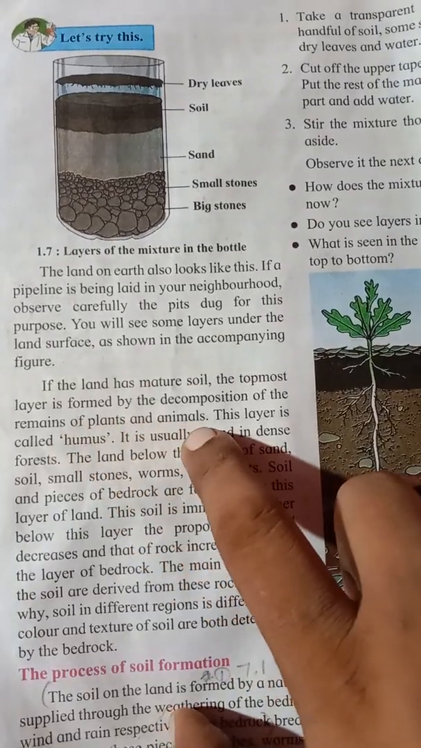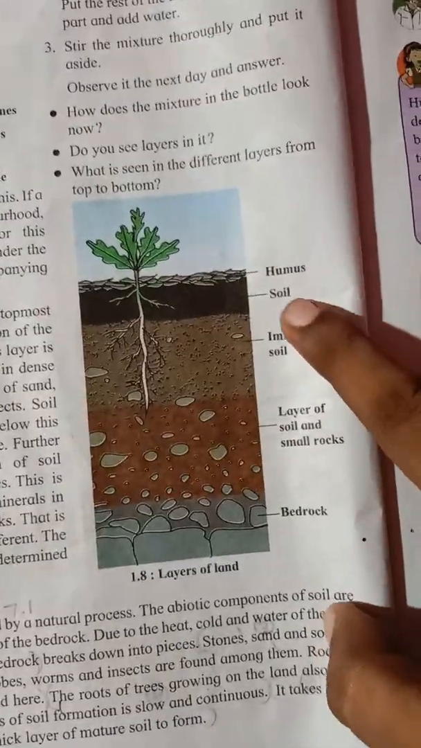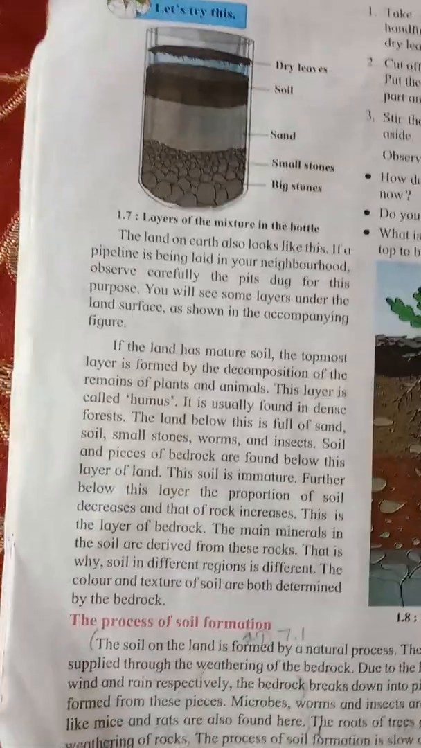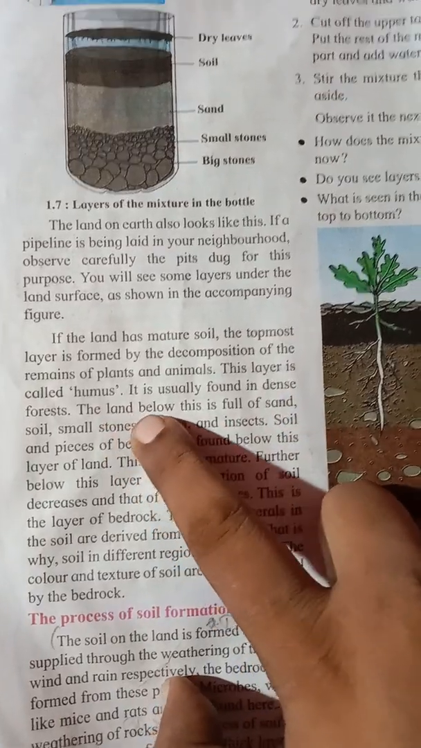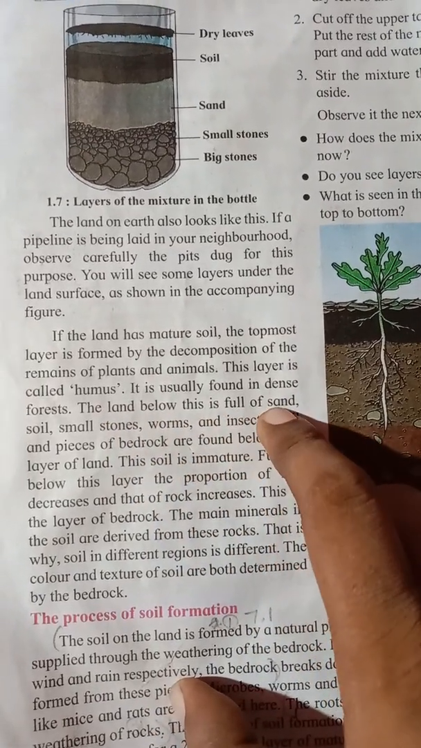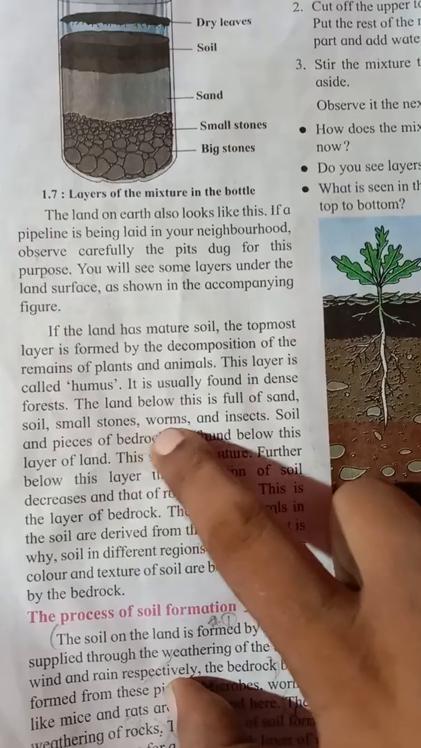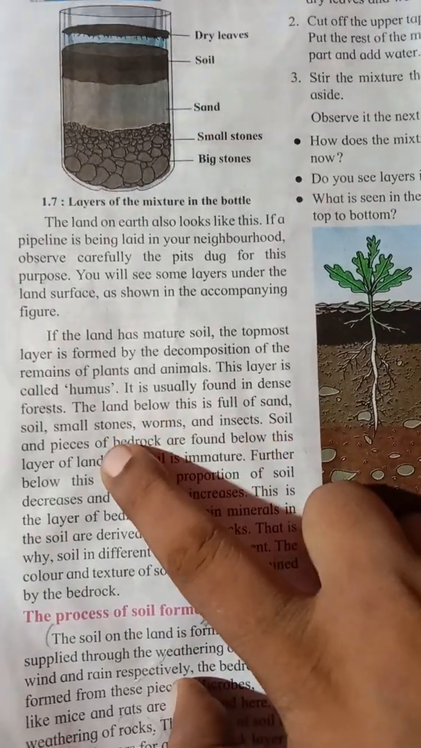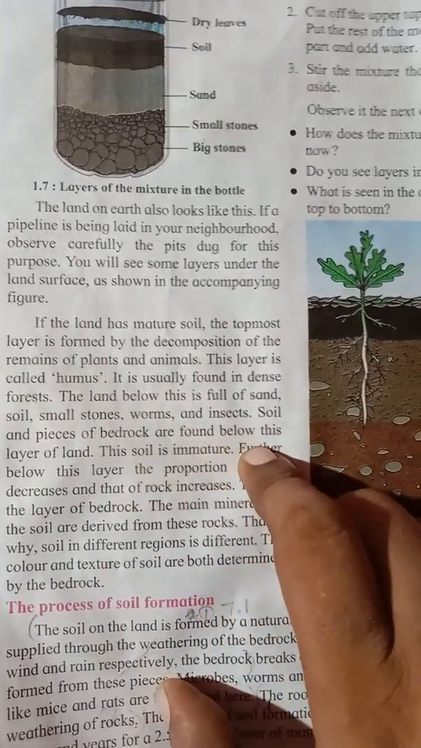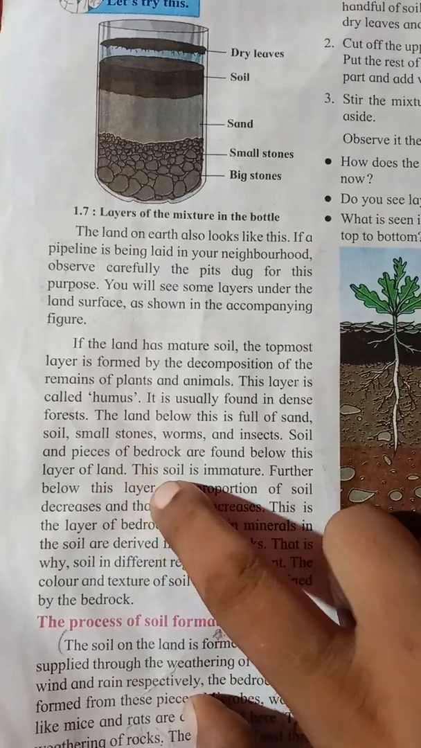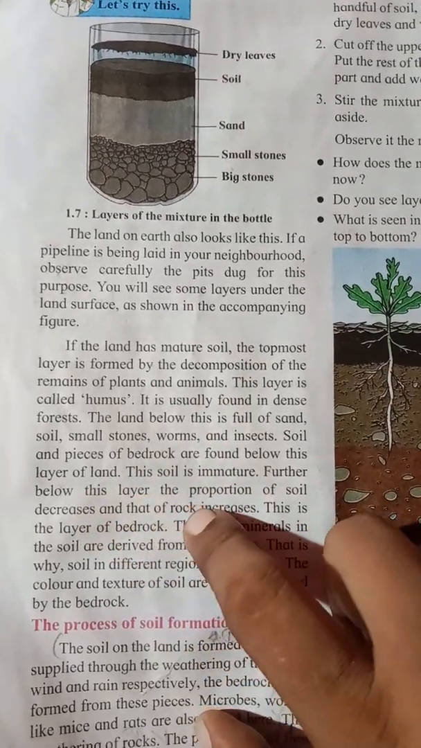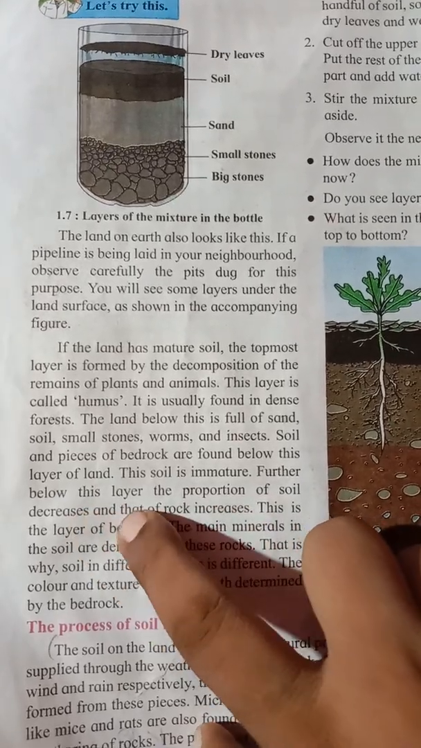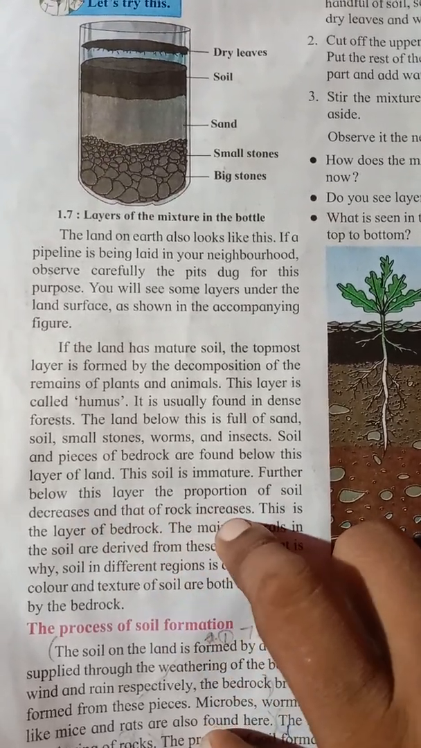This is called humus. What is humus? This layer is formed by the remains of plants and animal waste material. That is called humus. It is usually found in dense forests. The land below is full of sand, soil, small stones, worms, and insects. Soil and pieces of bedrock are found below this layer of land. This soil is immature. Further below this layer, the proportion of soil decreases and that of rocks increases.